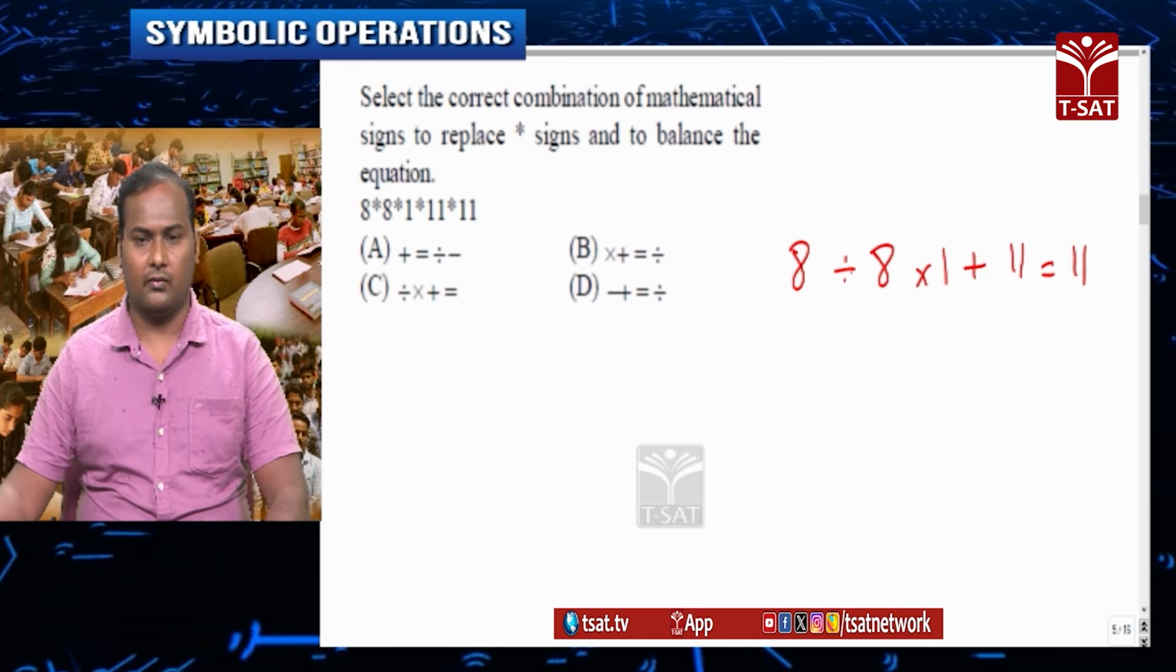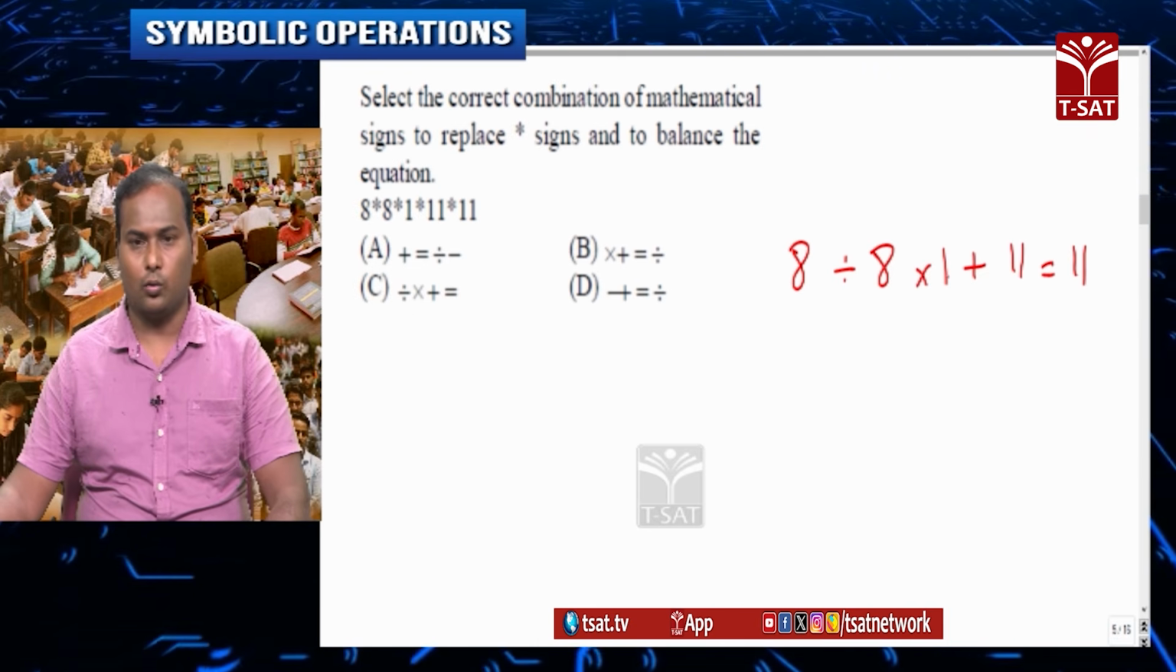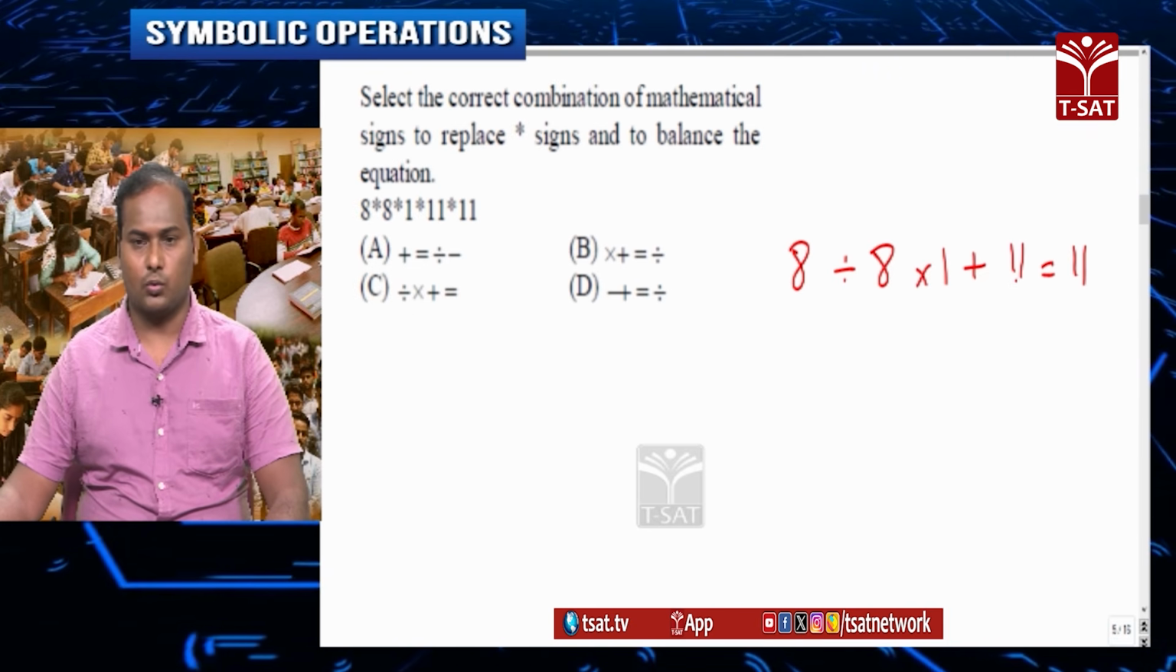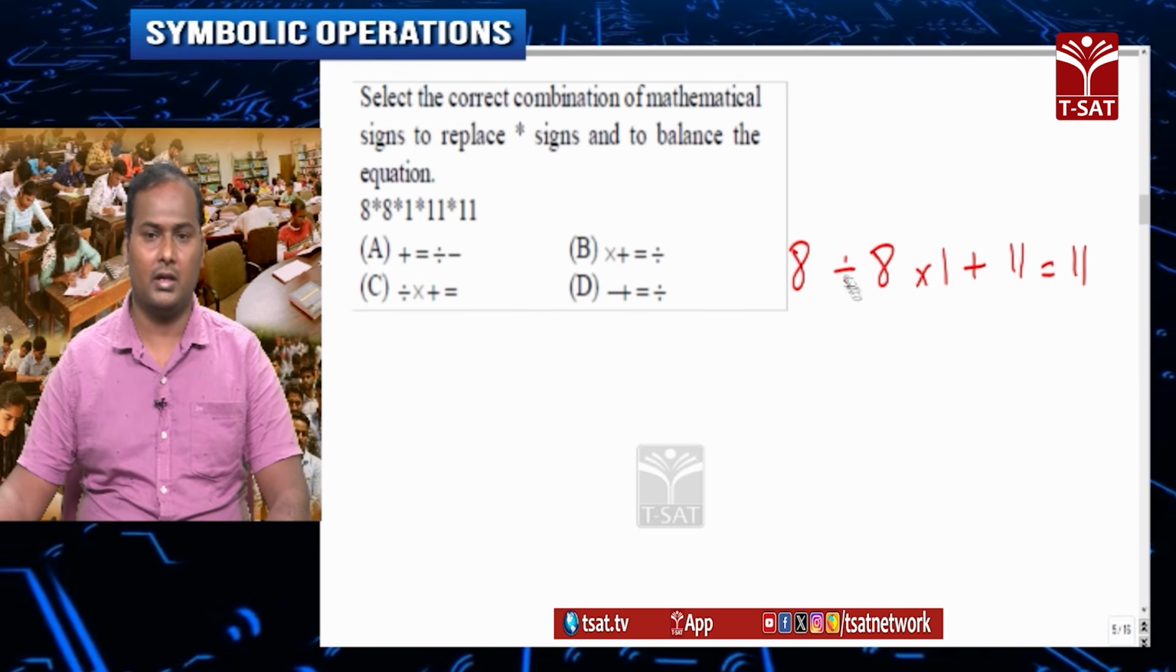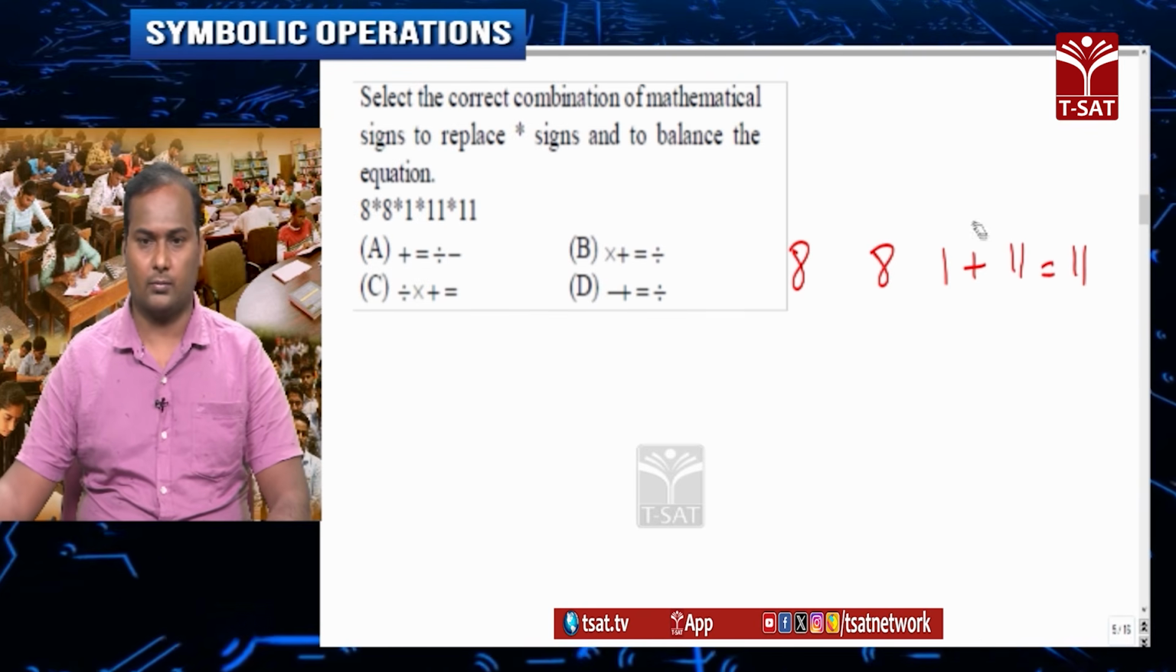You know that 8 divided by 8 you will get 1. 1 into 1 is 1. 1 plus 11 is 12. So this 12 cannot be equal to 11. So you eliminate even option C as well.